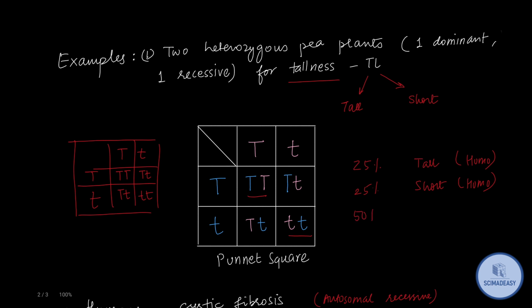However, there was a 50% chance that the plants could be tall. These were heterozygous. In total, there was a 75% chance that tall plants will be born when two heterozygous pea plants were crossed. However, there was only a 25% chance that these plants would be short.